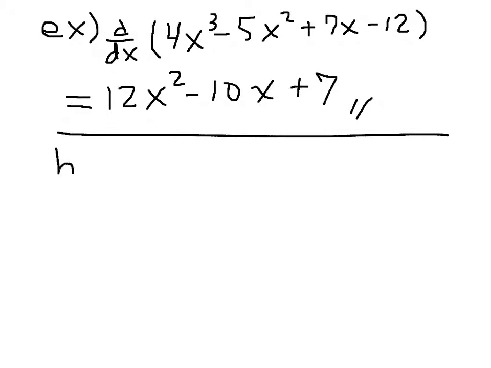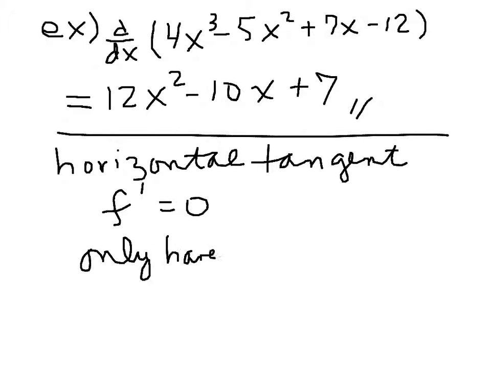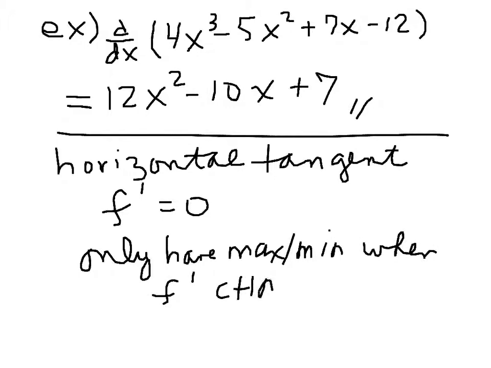We note also that when we talk about a graph having a horizontal tangent, if you think about what that means, the derivative must equal 0. A lot of students often jump to the conclusion that, okay, if the derivative is 0, we have a max or a min. And I think we've already talked about this, but we only have a max or a min when the derivative changes sign. So just equaling 0 isn't enough.